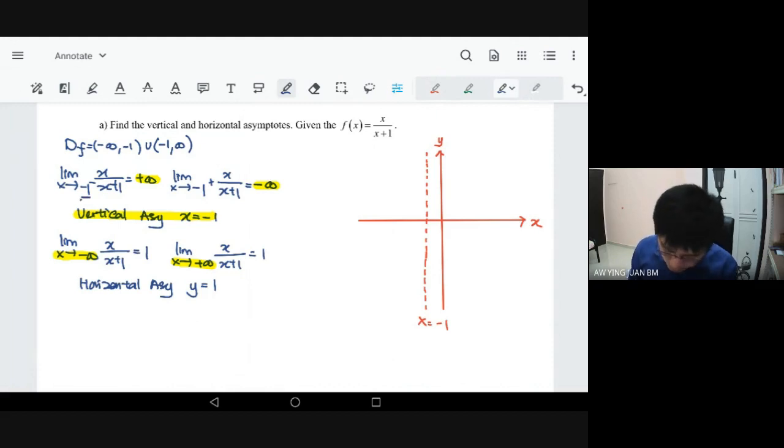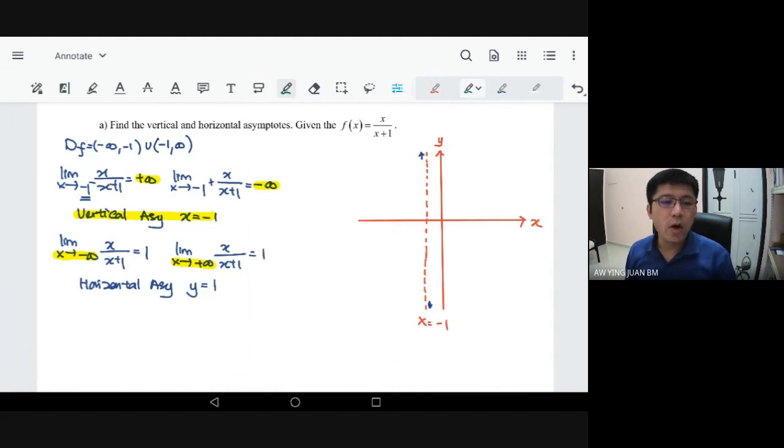When x approaching negative 1 from the left, bermaksudnya dari sini, from the left, kita akan approaching positive infinity. So di mana positive infinity? Di sini dia. Okay, seterusnya x approaching negative 1 from the right, maksudnya dari sini. So kita akan dapat apa? Negative infinity, bermaksudnya di sini, situasi dia. Okay, increasing without bound untuk left hand side, decreasing without bound untuk right hand side. So itu adalah cara untuk buat graph.